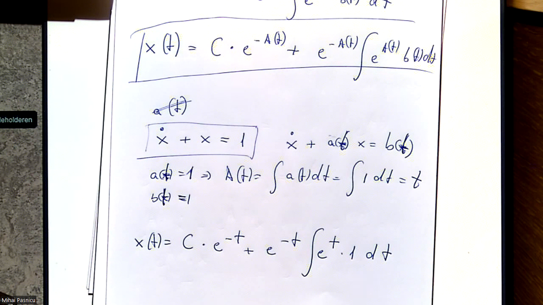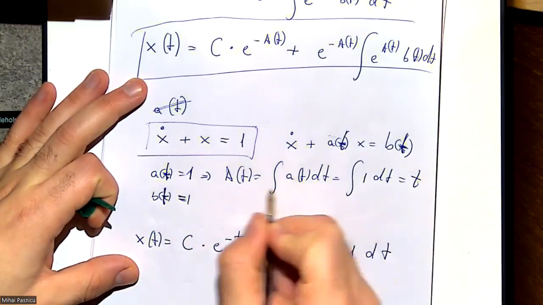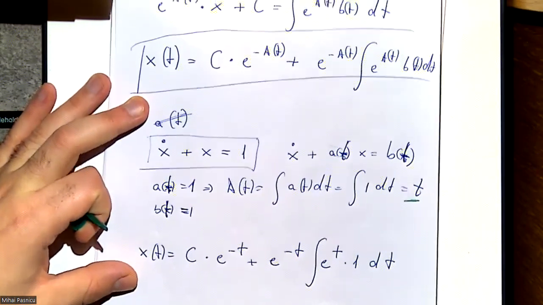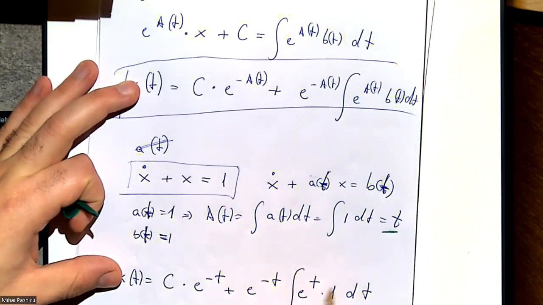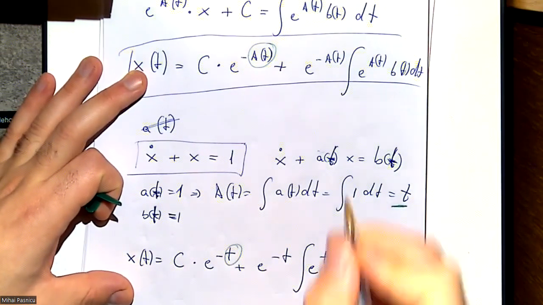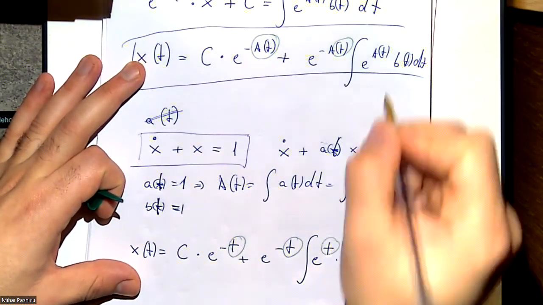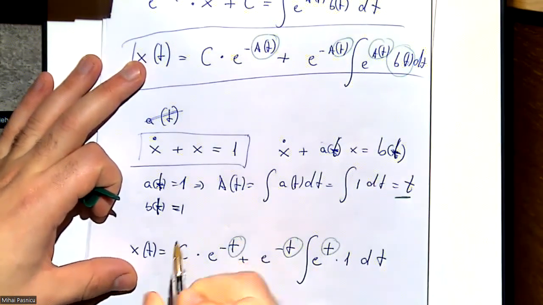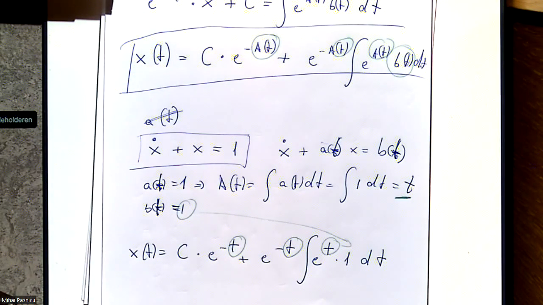So again, I have gotten that A(t) is equal to t here. Now I'm just replacing it in my function: A(t) over here, t here; A(t) over here, t here. And then I just replace my b(t) at the end, which is 1, so hence the 1. Good. You have successfully solved this differential equation.